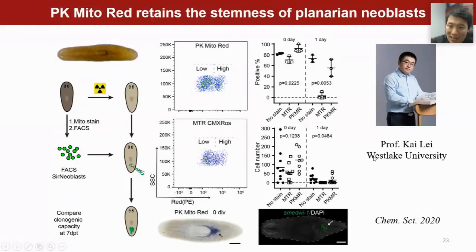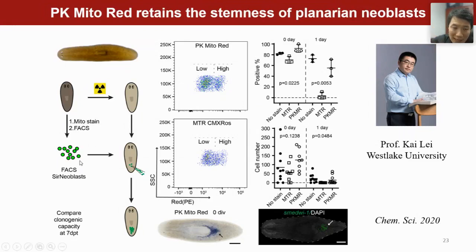Here, that's a collaboration between us and Professor Kai Lei from Westlake University. Professor Lei is interested in a weird creature called planarian. This worm is extremely regenerative. That is, if you cut this into 10 pieces, 2 weeks later you get 10 worms. So Professor Lei isolated their stem cells, and he needed really mild reagents that can highlight mitochondria while being minimally perturbative to the stem cells.